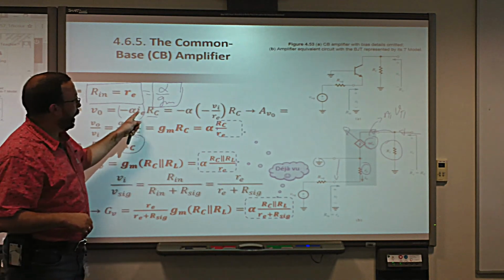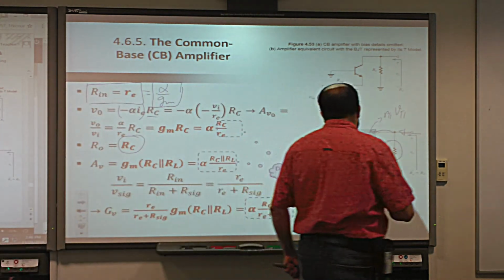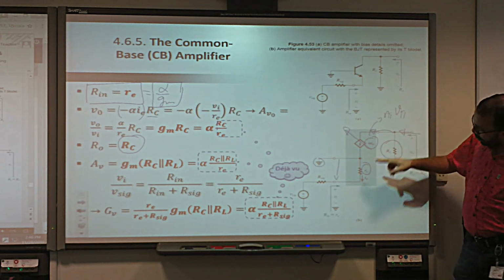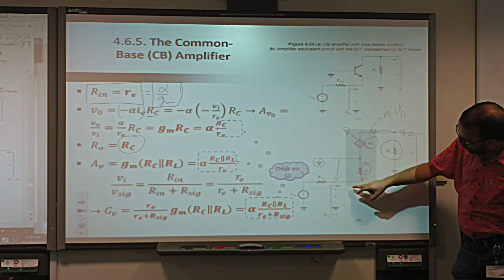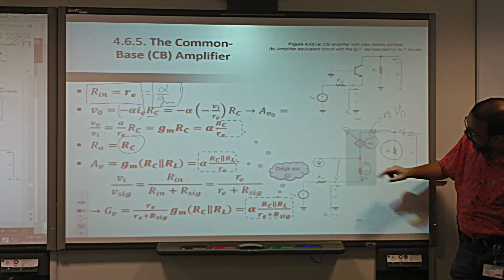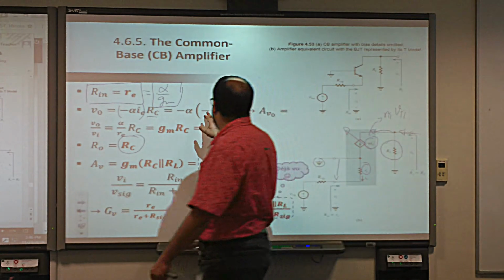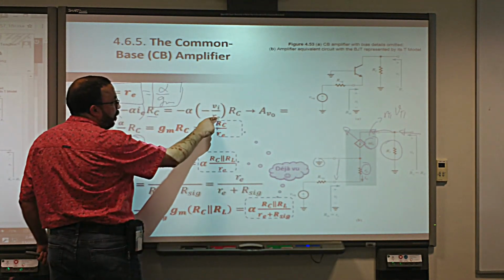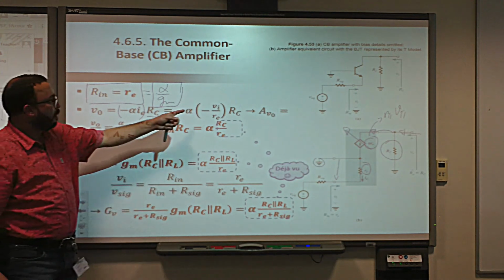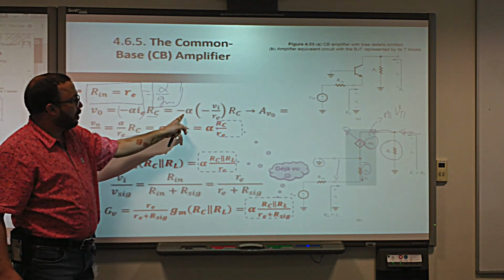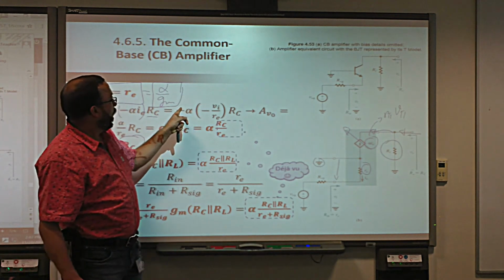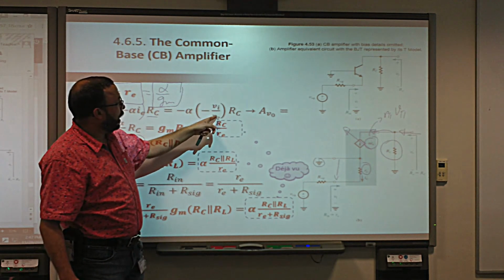Now we come to IE again. Now look at this. IE is equal to, because here the current is going opposite to the voltage, minus Vi over RE. So now minus minus is gone. Okay? And Vout is going to be equal to alpha Vi over RE times RC.